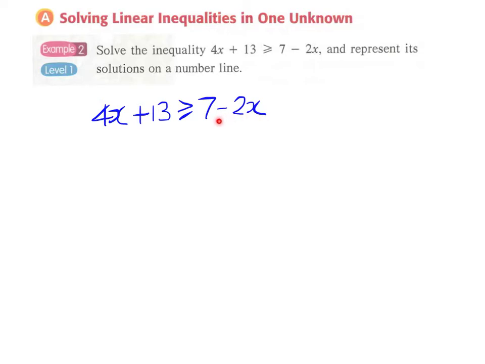Since this is minus 2x and plus 4x, either we have to move 4x to the right hand side or move minus 2x to the left hand side. But since we don't want any negative coefficient for the x term, if possible, we choose to move minus 2x towards the left hand side, and then move plus 13 to the right hand side.